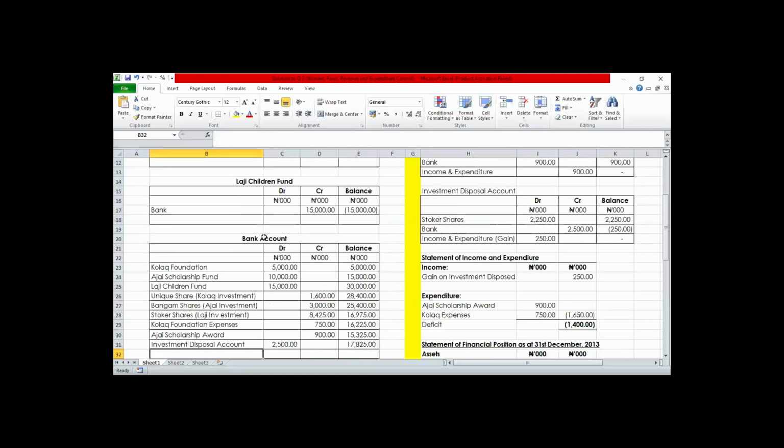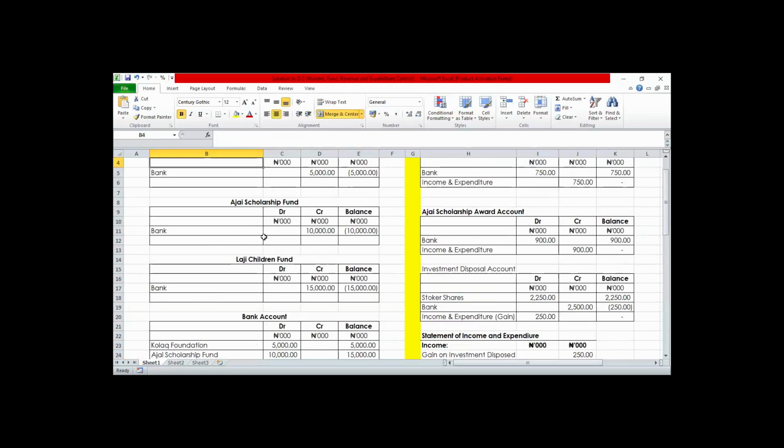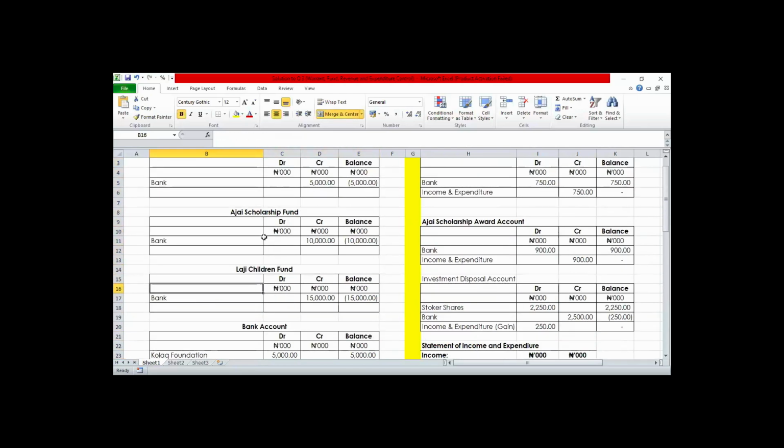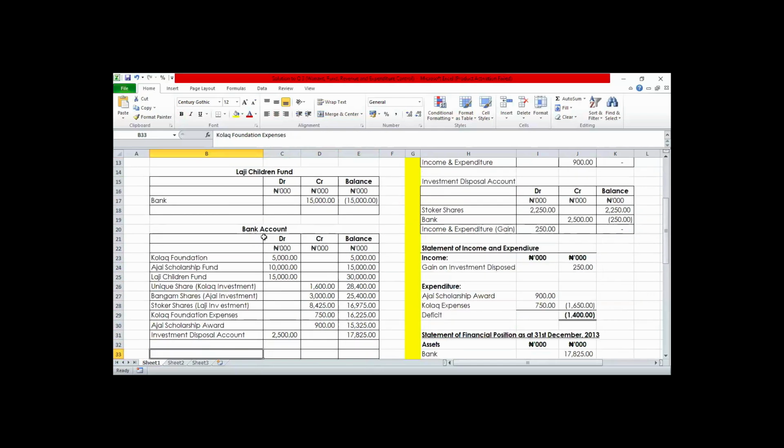We also created bank accounts where we have the money that's being paid by each of these organizations. It was paid into the bank account. This is the bank account. Can we see it? We have the 5,000 by Kola Foundation. We also have the one of Ajayi Scholarship, 10 million, and Laji also paid 15 million. That one being debited. We credited their own account. We debited the bank account of the Wazobia Trustee. That is what it means.